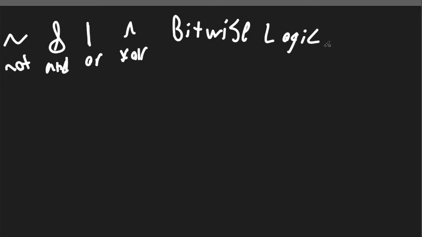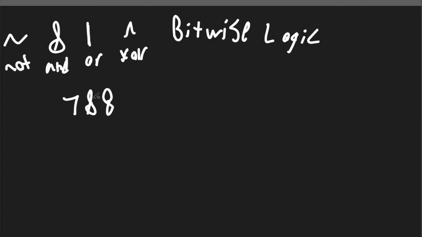These operators are called bitwise. Bitwise logic. Okay? So bitwise logic, it will do these on a bit level. So if you're doing 7 and 8, you will have to know what 7 and 8 are in binary because it operates on each bit.